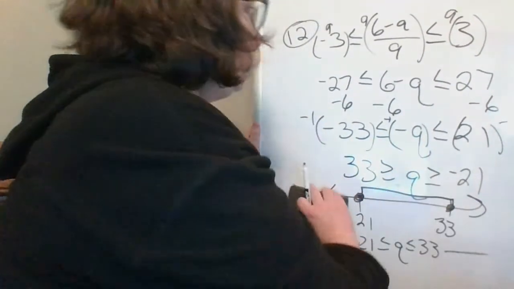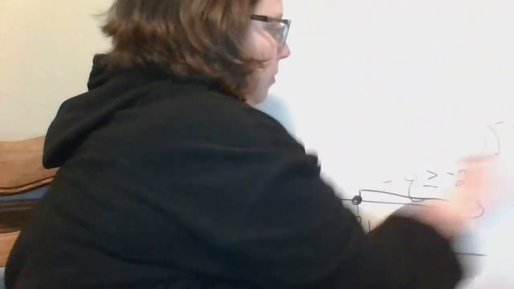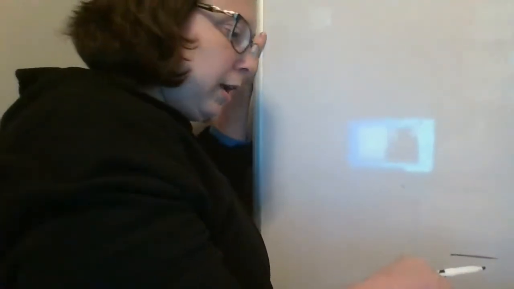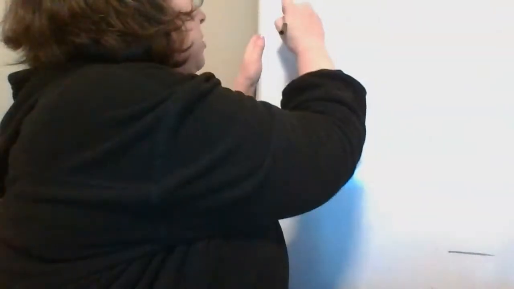Number 14 is next. Number 14 says, solve each inequality, graph your solution. So it's the same exact directions. I don't know why it's a different section, but because these are the ors and the other ones were the ands. So let's get to number 14.